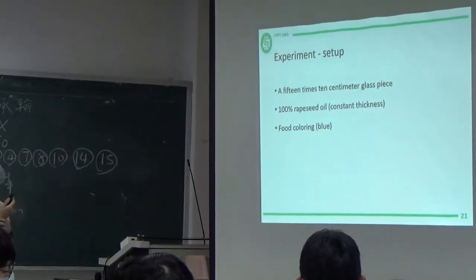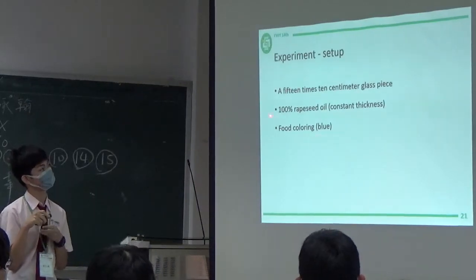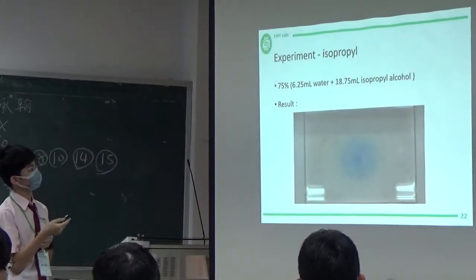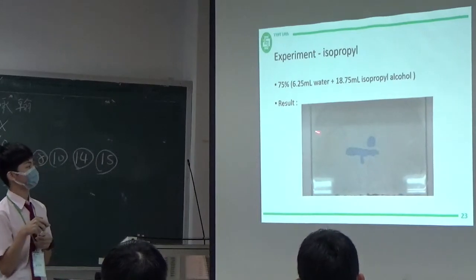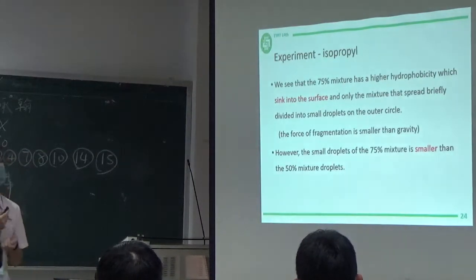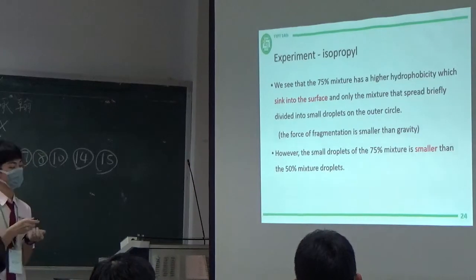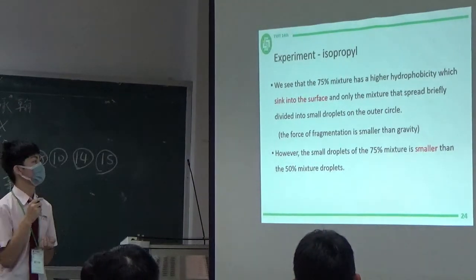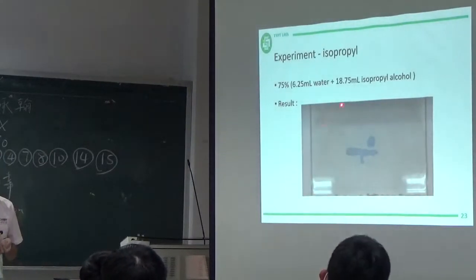So next we use a 15 by 10 centimeter glass piece, which is a larger area, on which we place the same thickness of oil and use the same setup. And here's our video, which results like this at last, where we can see the 75% has a large portion of liquid stuck in the middle of the area. We see that the 75% mixture has a higher hydrophobicity, which sinks into the surface, and only the mixture that spreads briefly divides into small droplets on the outer circle, which we can see here at the outside. And we think it's because the force of fragmentation is smaller than gravity. However, the small droplets of the 75% mixture are smaller than the 50% mixture, which we cannot show clearly at the side of our picture.